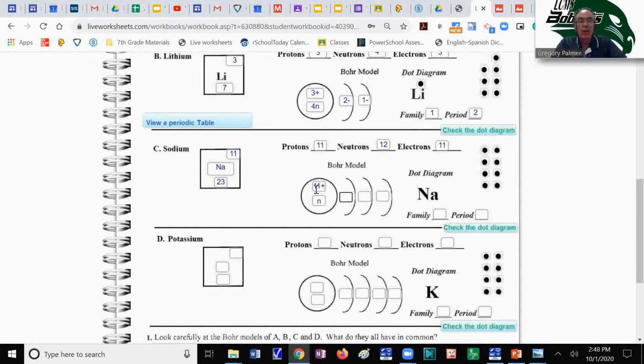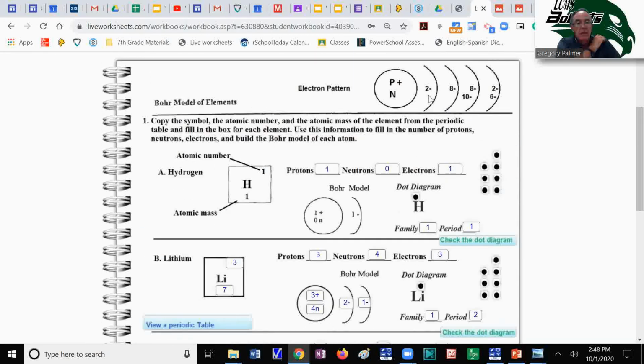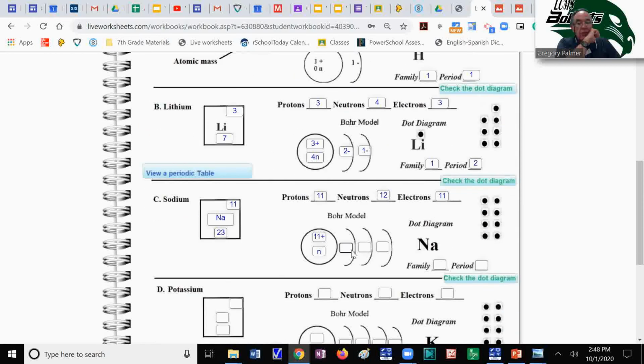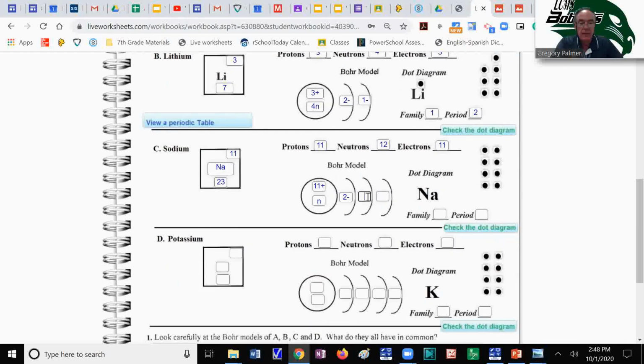We need a total of 11 electrons for our model. So we look up here at this pattern of how they go. 2 goes on the first energy level. So we're going to put 2 minus here for those 2 electrons. Then on the second energy level, we see we can have up to 8 electrons. We're going to put these 8 electrons right here, 8 minus. And then we need to get to a total of 11. So we have 2 plus 8 is 10.